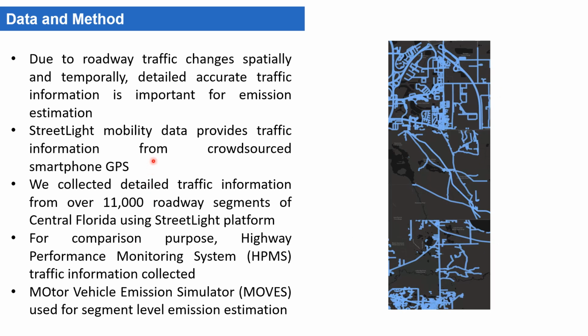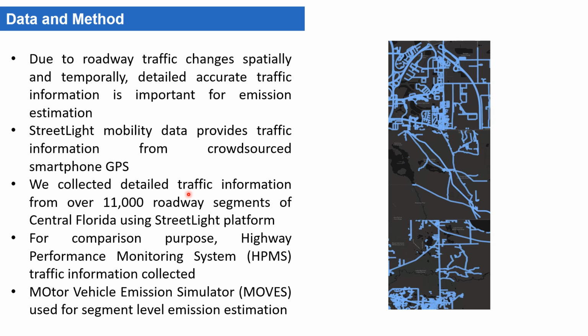As traffic has spatiotemporal heterogeneity, to generate a traffic-based emission inventory, it is important to gather detailed, accurate traffic information. So the Streetlight mobility data platform provides traffic information like vehicle miles traveled or speed distribution over a region or over a roadway segment. So using crowdsourced smartphone GPS mobility data could be a data set that can be used to improve the mobile source inventory for a region.